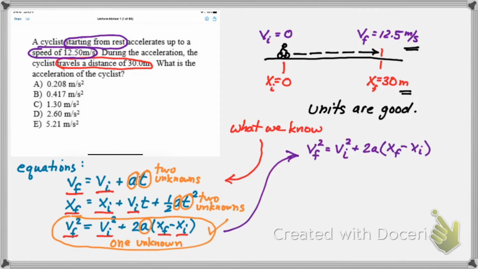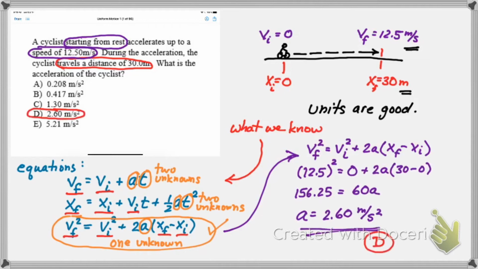It's the v squared equation, I call it. Plug in our values, solve for acceleration. We happen to notice that's choice D.